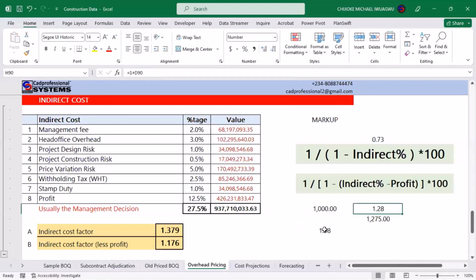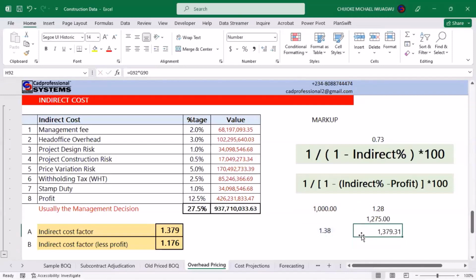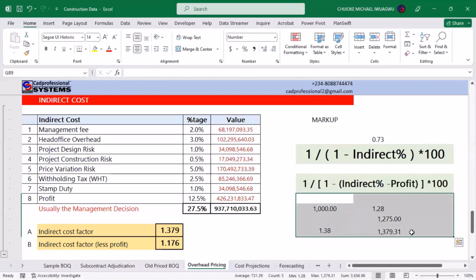The factors are not the same. 1.38 as against 1.28. So when I multiply this one now, this times 1,000, it is giving me this amount as against what I have in this other one. That is to say that if I have to remove 1,000 from here, I will still have the equivalent of 27.5% of 1,000. But when you use the other percentage, it doesn't give you the same thing. This is why since 2016, I have been advocating for people to be using markup instead of percentages.